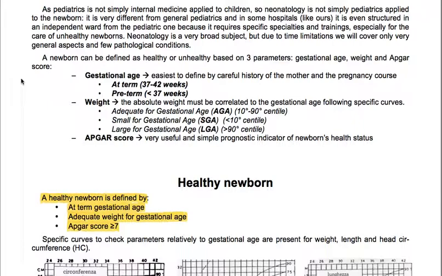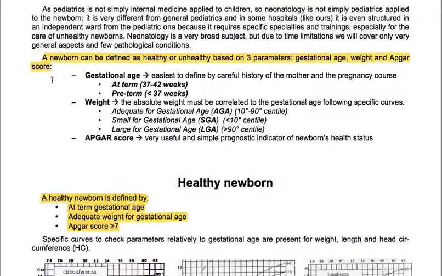pathological conditions. A newborn can be defined as healthy or unhealthy based on three parameters: gestational age, weight, and Apgar score. Gestational age is easiest to define by careful history of the mother and the pregnancy course. A term is defined as born between 37 and 42 weeks, and preterm is before 37 weeks. Weight: the absolute weight must be correlated to the gestational age following specific curves.